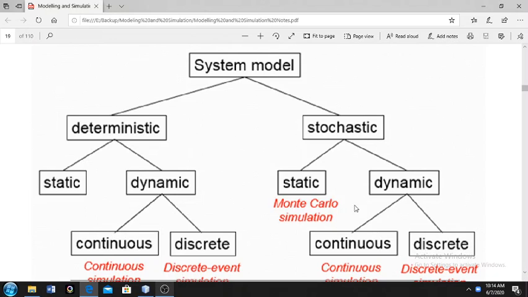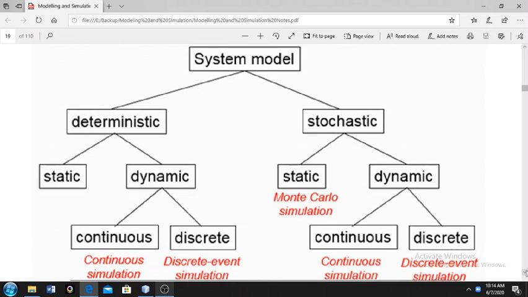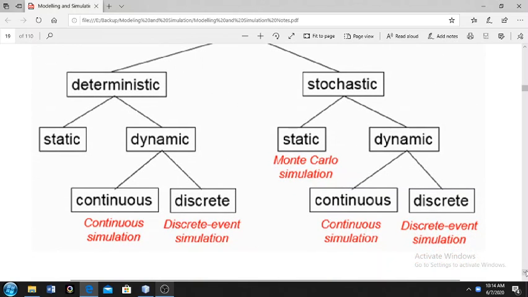Just like you can see here, stochastic and static model are also called Monte Carlo model. So a Monte Carlo simulation is a stochastic static model. Now, dynamic simulation can either be continuous or discrete. So let's try to understand what all this means.